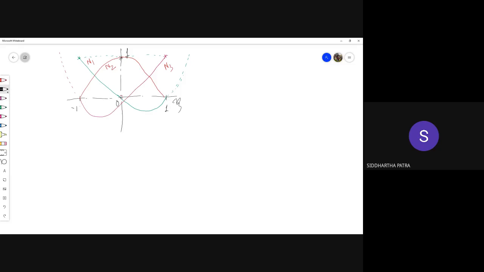And how do I write? You see, the xi values are -1, 0, and 1. Now this is how we define the shape function. The shape functions are Lagrangian polynomial.